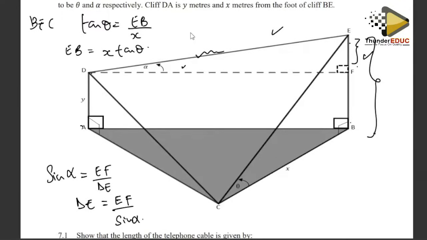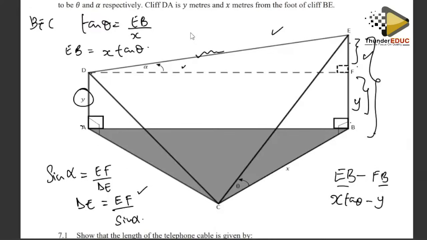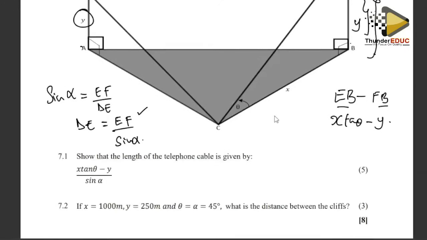Now, for us to get the EF, we need to get the EB minus the FB. Okay. They told us that this is a Y, which makes life easy now. So it's going to be X tan of theta minus the FB, which is a Y. So let's punch that to the top, meaning that we're going to have X tan of theta minus Y over the sine of alpha. Oh, that was a quick 5 marks.